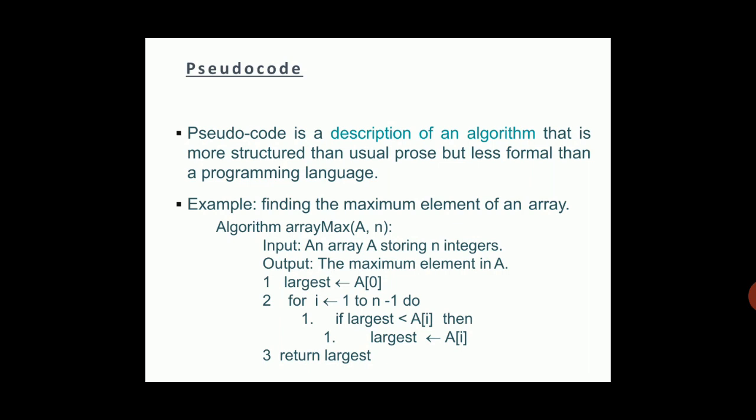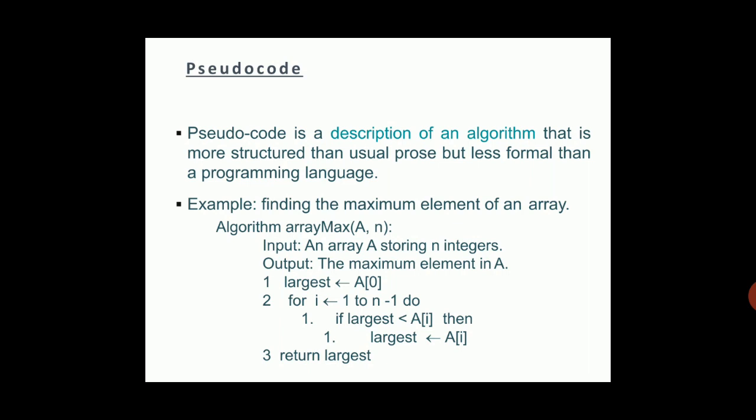I hope this is called pseudocode. What is pseudocode? I will tell you. Between the algorithm and the program, we write some description of an algorithm, that is called pseudocode. Simple thing. Pseudocode is a description of an algorithm that is more structured than usual prose, but less formal than programming. That means pseudocode is nearer to your programming language.